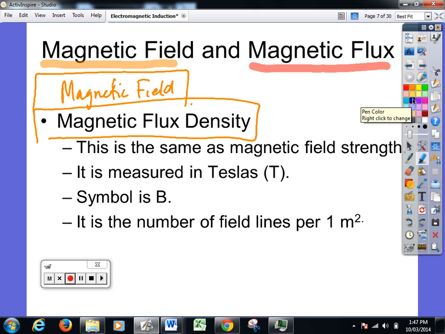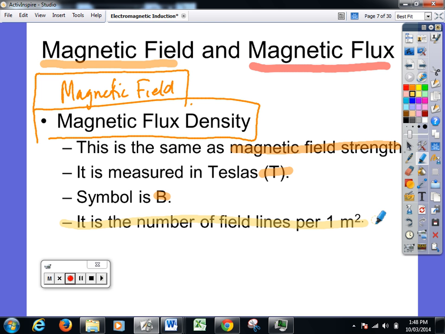The AKAs. Magnetic flux density is also the same as the magnetic field strength, which we know as the magnetic field. It is what we already know as being measured in Teslas. So we've already used this. Its symbol is B. What is new is this last statement: the number of field lines per metre squared.